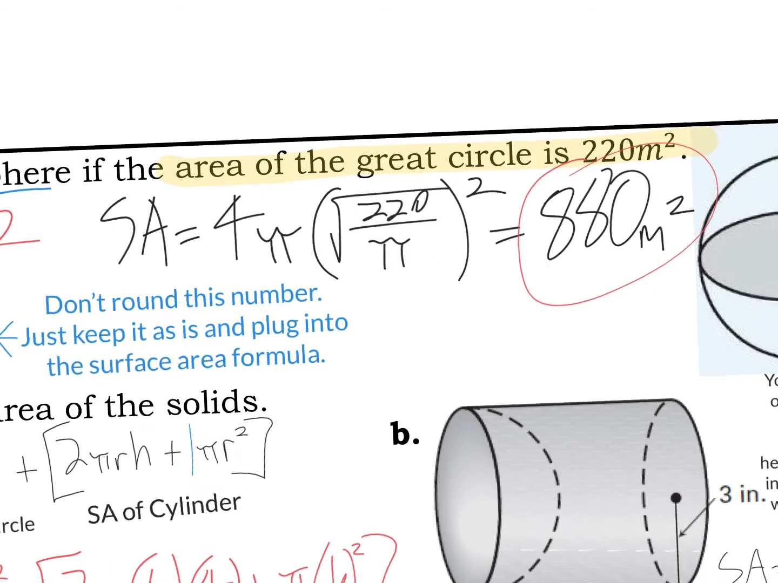And so when I do that, I actually get 880 exactly, because the formula says do r squared, and so if you square a square root, they cancel each other out, and so you have 4 pi times 220 divided by pi, so your pi's would actually cancel out, and you're just essentially doing 4 times 220, which is 880. So if you had rounded that earlier value, you would not have gotten 880.